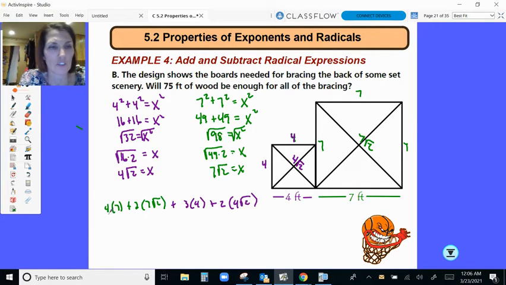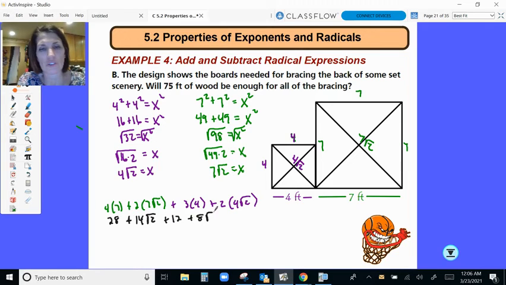Okay, so this is going to be 28 plus 14 square root of 2 here, plus 12 plus 8 square root of 2. So this is going to be, what's that going to be, 40 plus, and then this is going to be 22 square root of 2.